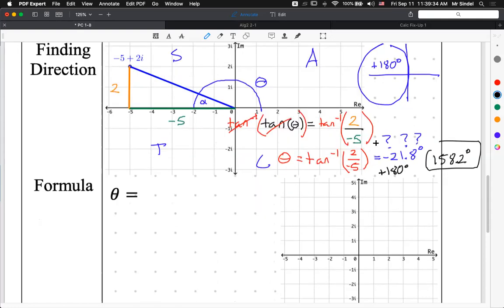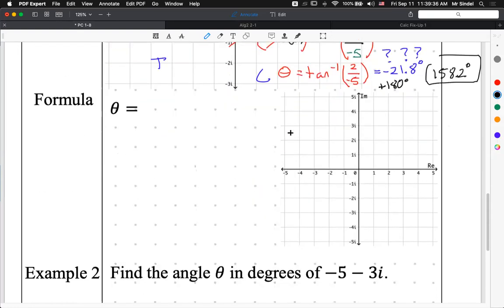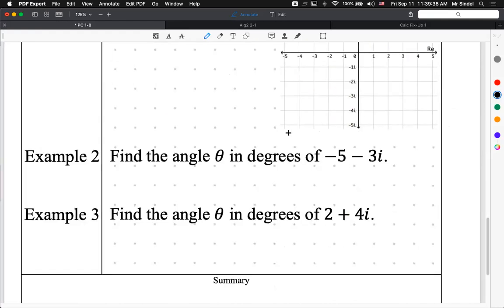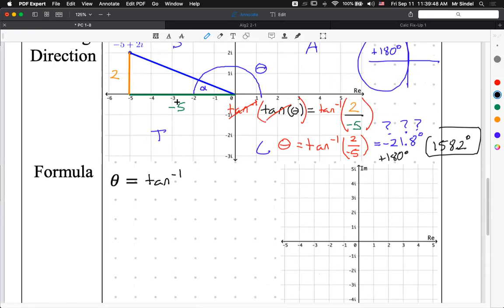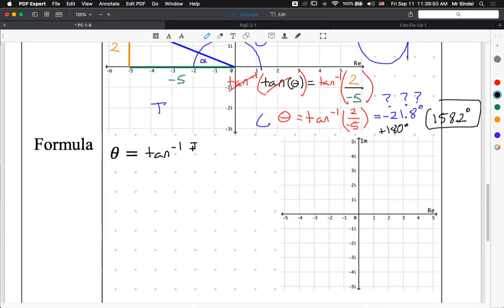And then I'll give you the formula in the last 30 seconds that we have of class. You can try doing these examples on your own. I'm going to do the rest of this video in a sec. But here's the formula. Do the arctangent of, notice it's always the imaginary divided by the real. So I'm going to say imaginary divided by the real.